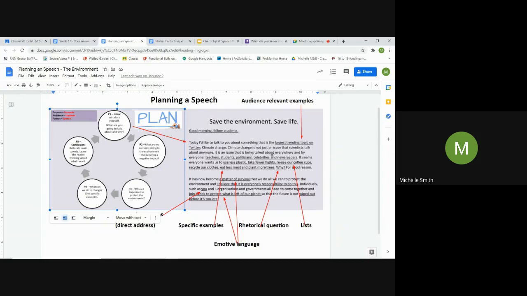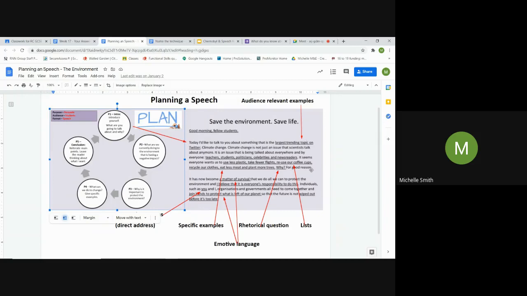"Climate change is not just an issue that scientists talk about anymore. It is an issue that is being talked about everywhere and by everyone. Teachers, students, politicians, celebrities, newsreaders. It seems everyone wants us to use less plastic, take fewer flights, reuse our coffee cups, recycle our clothes, eat less meat, and plant more trees. Why? For good reason."